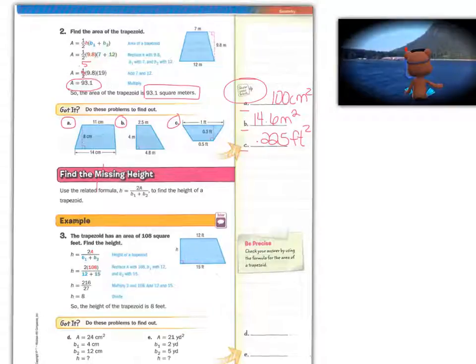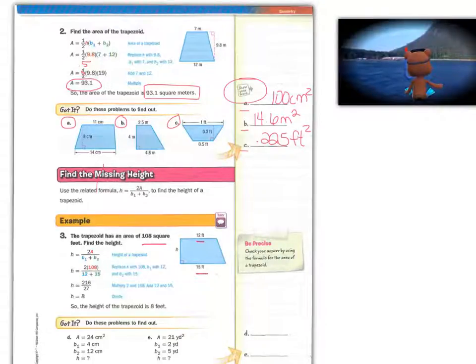Okay, now it's time to use our algebra skills that we've used before when finding the area of a parallelogram and the area of a triangle. Sometimes we're given the area, but we're missing a piece of the information, like the height or the base. So let's see what we have to do for these. Look at number 3 here. The trapezoid has an area of 108 square feet. Find the height, and we're given base 1 and base 2.